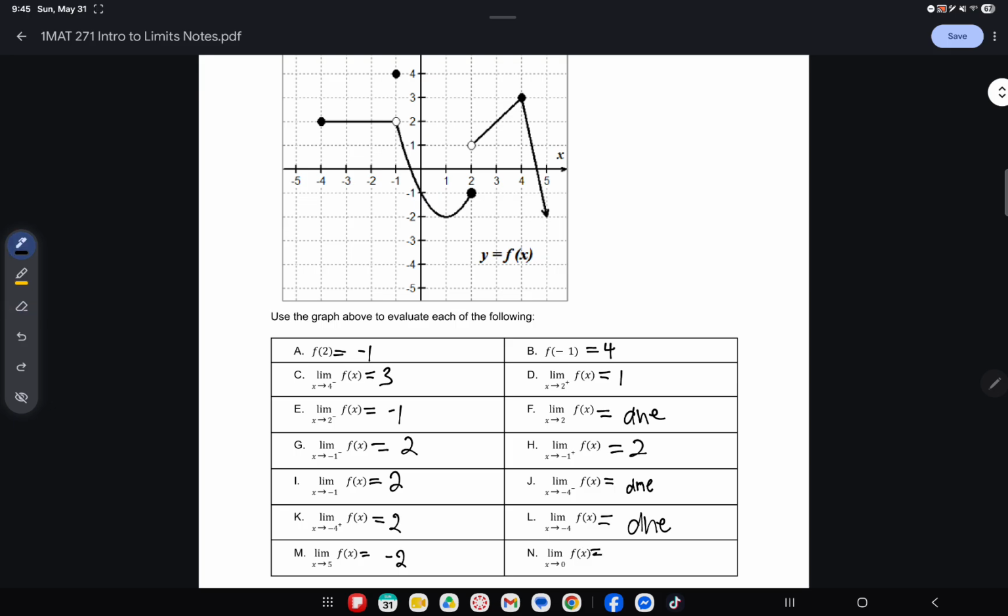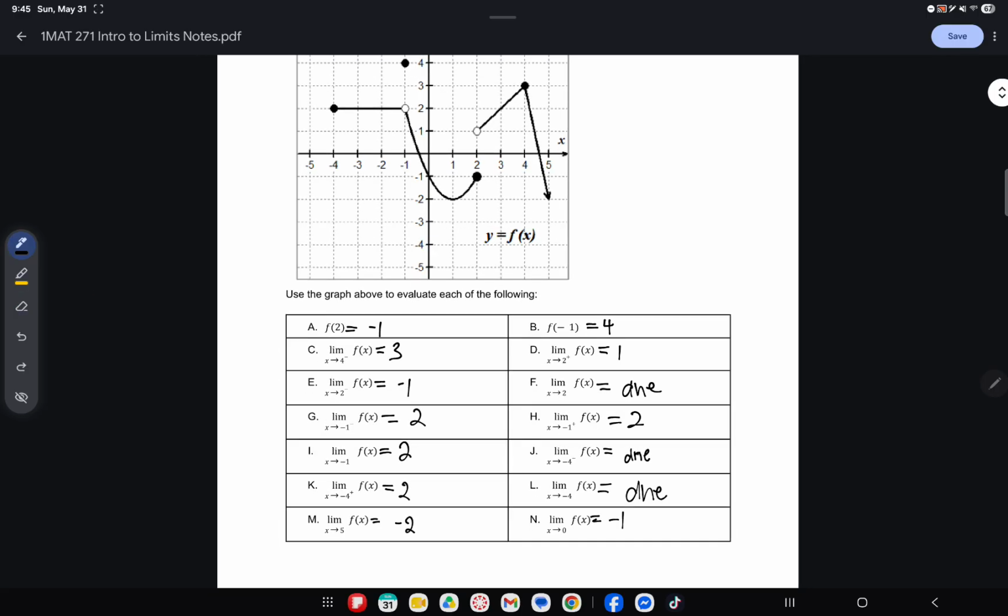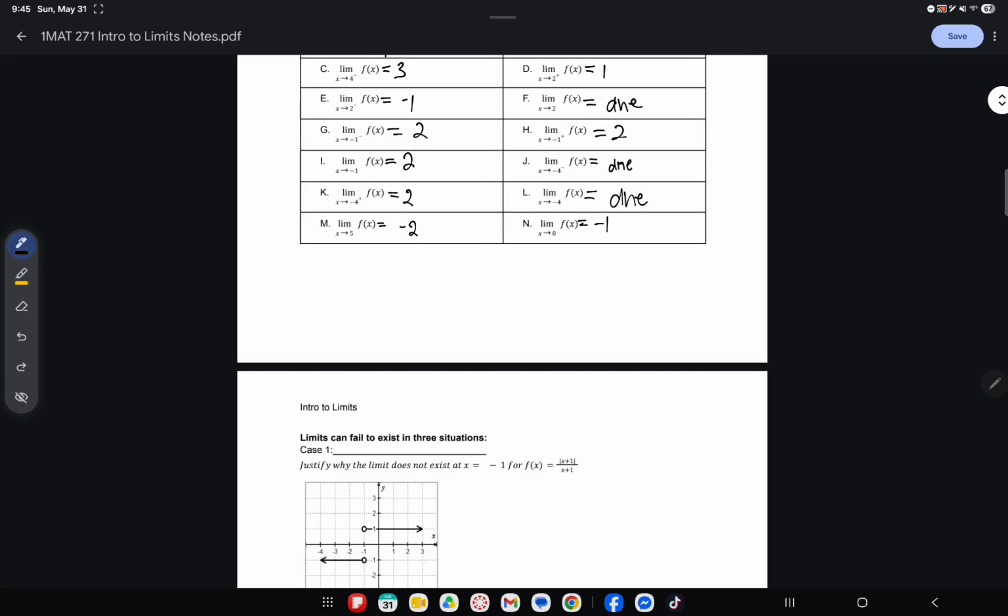And then 0, as x approaches 0, -1. We'd have to check the left and the right, but it's continuous right there. But from the left, it's -1. From the right, it's -1. So the limit is -1.